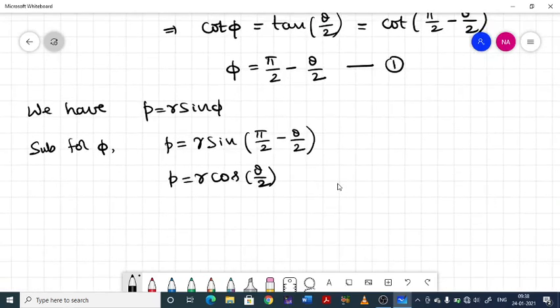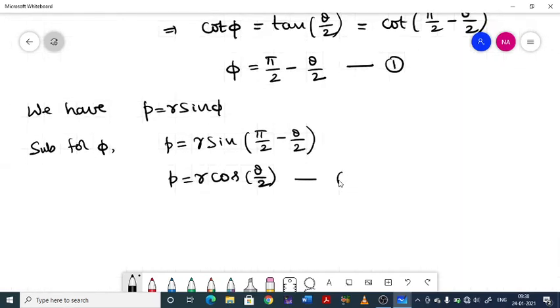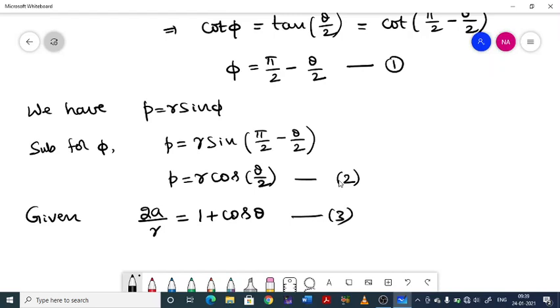Now call this as equation 2. Given 2a by r equal to 1 plus cos theta. Now we have p equal to r cos of theta by 2 on one side and 2a by r equal to 1 plus cos theta on the other side. If you eliminate theta between these two equations, then what do you get? You will be remaining with only p and r. That will be the required pr equation.